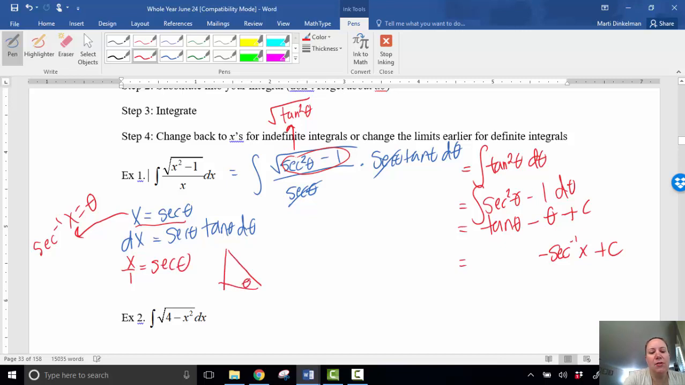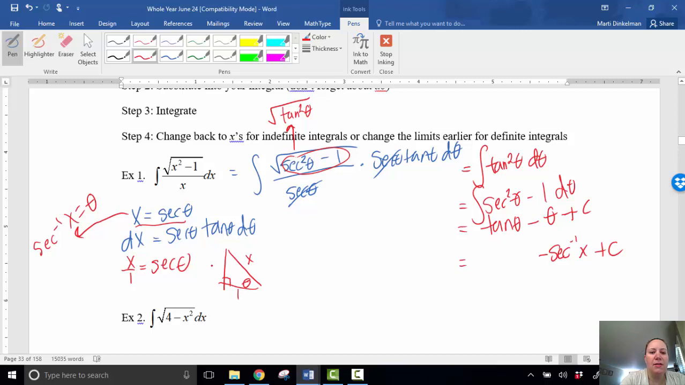So draw yourself a triangle. It should be a right triangle. I know mine's pretty terrible. And there's theta. So secant, remember, let's think about cosine first. So cosine is adjacent over hypotenuse. So this is going to be hypotenuse over adjacent.